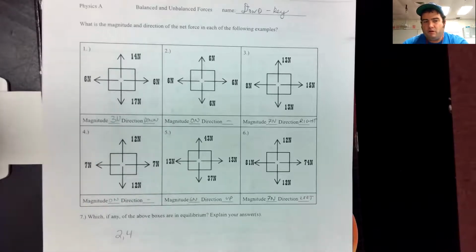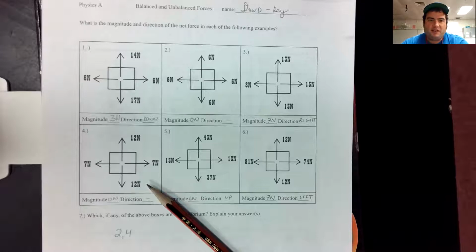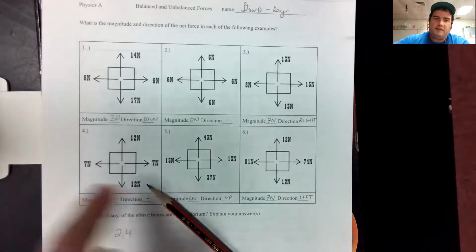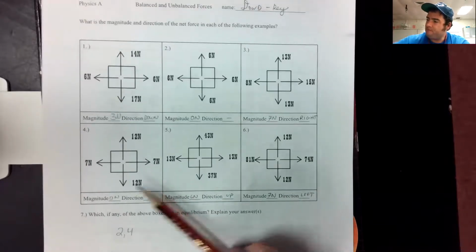Although left and right have 7 newtons and up and down have 12, we don't have to cancel in all 4 directions. We just have to cancel in our own dimension. Up is canceled by down, left is canceled by right. So in each dimension, the net force is 0. This object's also in equilibrium.